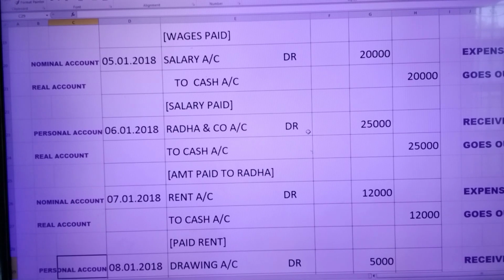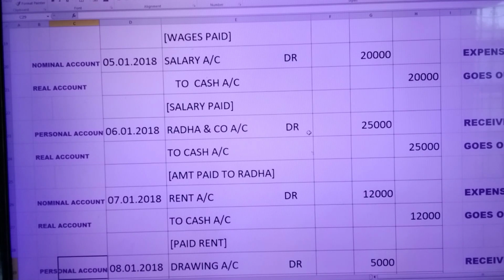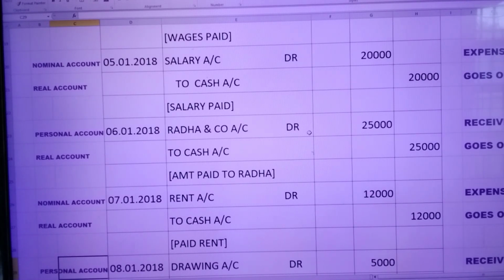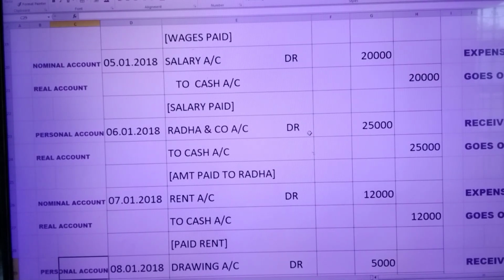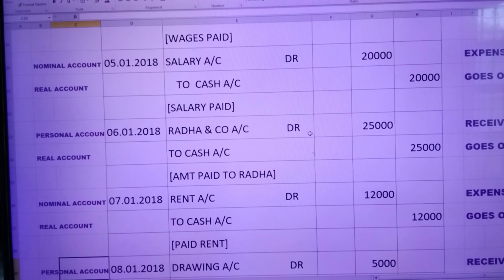After this, we have to post these two accounts one by one. First you take Radha. Radha account comes under which family? Personal account family. Debit the receiver, credit the giver. This is the golden rule of personal account. Okay, don't confuse. Radha and Co is a personal account, which means you have to go for the personal account rule. What is the personal account rule? Debit the receiver, credit the giver. Since the amount is paid to Radha and Co, Ramesh and Co is paying. So for Ramesh and Co, is Radha and Co the receiver or the giver? She is the receiver. That's why Radha and Co is the receiver. What is the personal account golden rule?